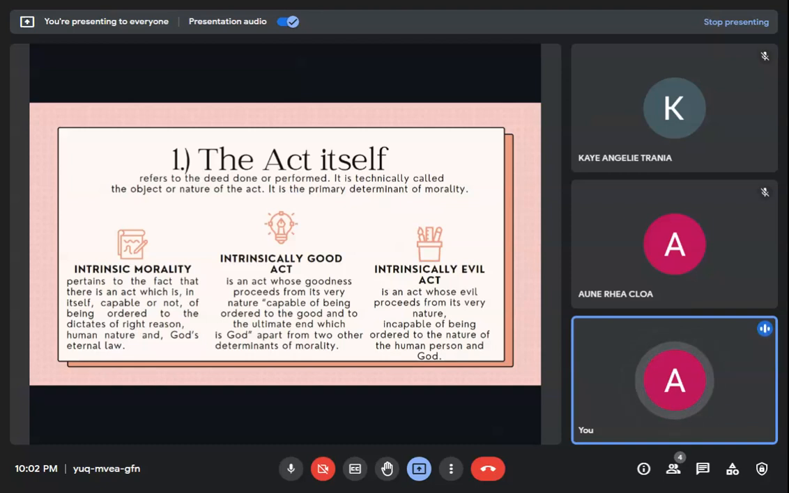And also we have the intrinsically evil act. It is an act whose evil proceeds from its very nature, incapable of being ordered to the nature of the human person and God. Intrinsically good acts are such as helping others and telling the truth. And there are acts that are intrinsically evil, such as harming others and telling lies.